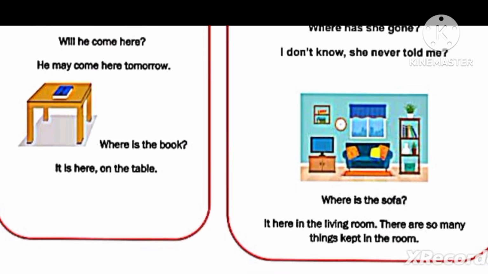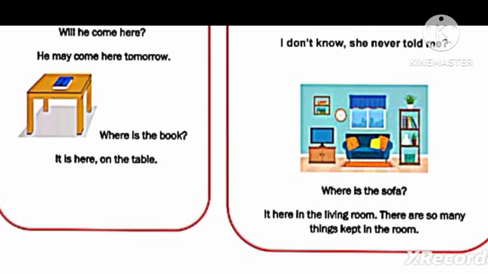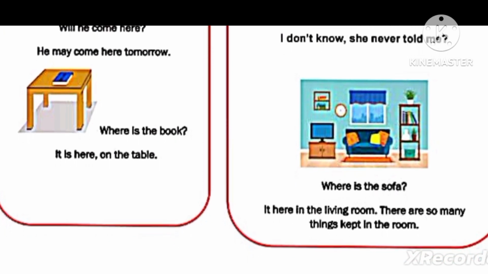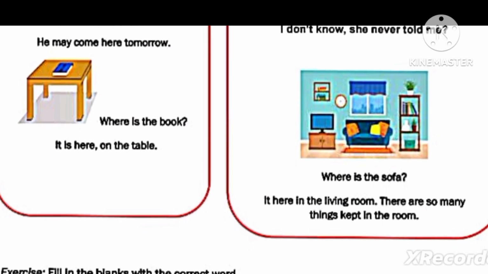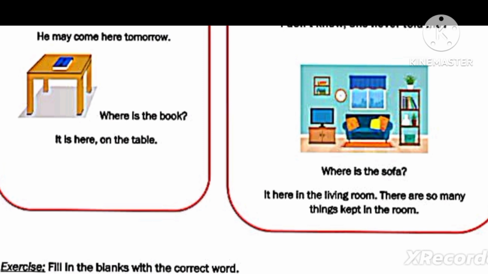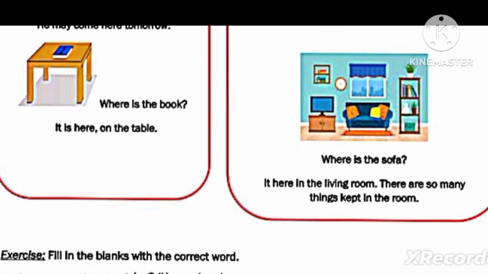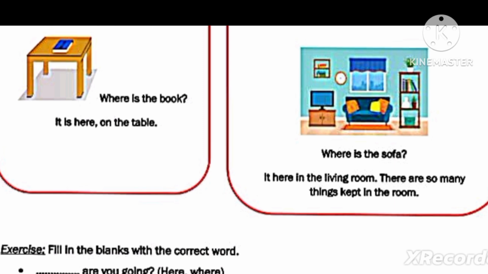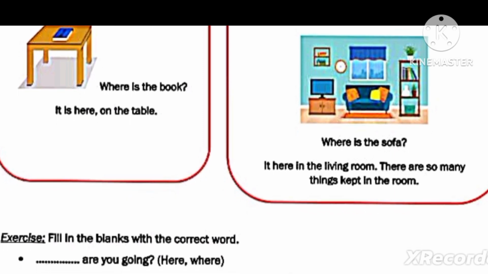Where is the book? It is here on the table. Where is the sofa? It is here in the living room. There are so many things kept in the room. Exercise, fill in the blanks with the correct word.